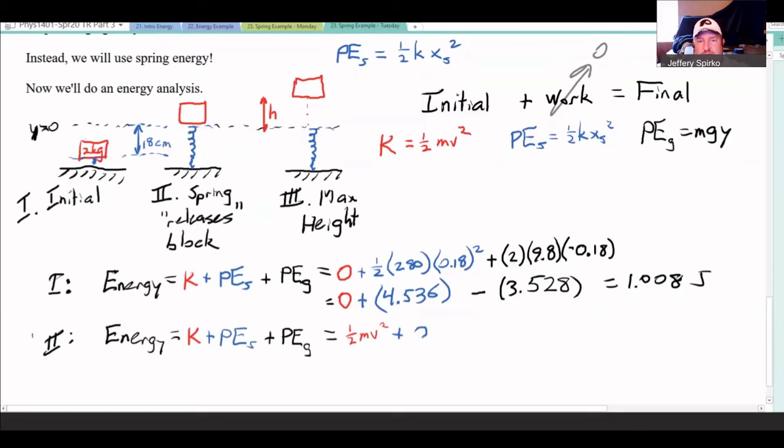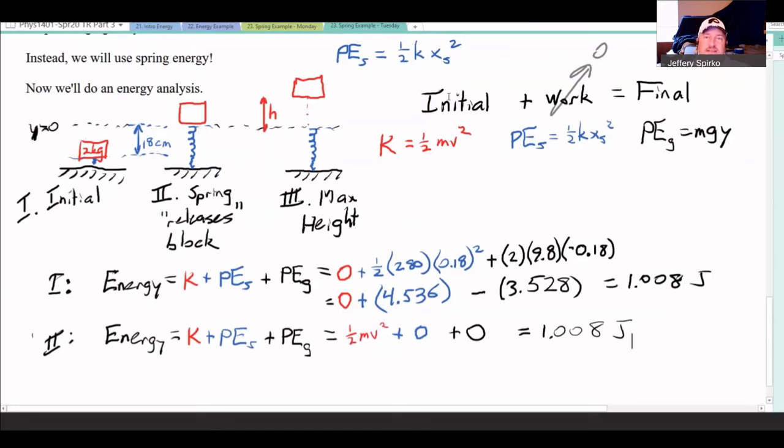Potential energy of the spring, that's going to be 0 because that's where the spring naturally would be. The spring will release the block when its force goes to 0, and its force goes to 0 when its x goes to 0. And when you put x equals 0 into the potential energy of a spring formula, the spring potential energy is 0. And then we also get a plus 0 for gravity because I set y equal to 0 at that point there at point 2. And what this is 0.08.